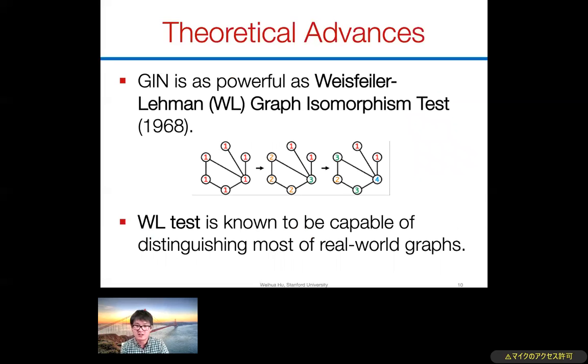Interestingly, our GIN is closely related to a well-known graph isomorphism test called the Weisfeiler-Lehman test, or WL test, that was proposed about half a century ago. The WL test is known to be able to distinguish most real-world graphs, which implies that our GIN is expressive enough for practical use in graph classification.